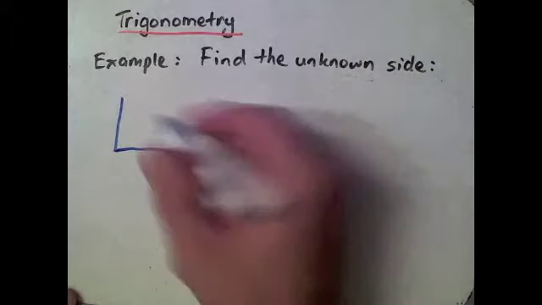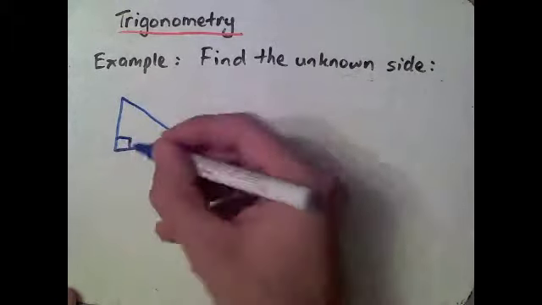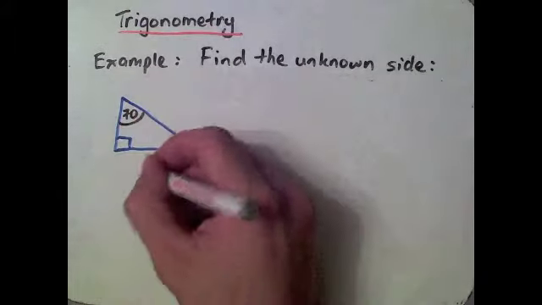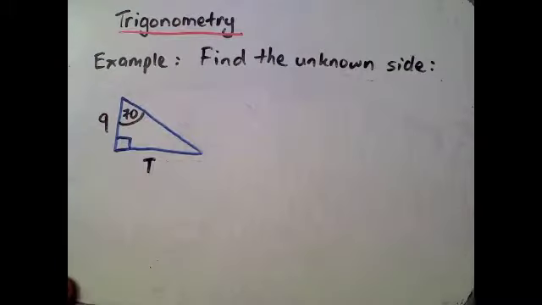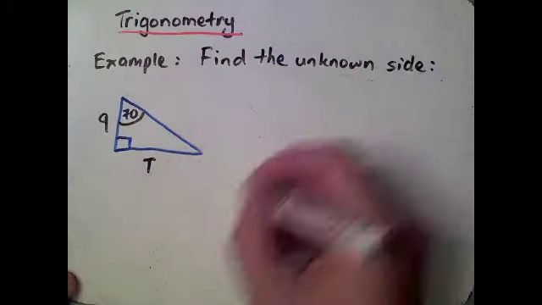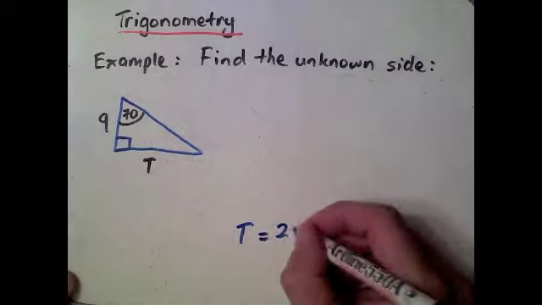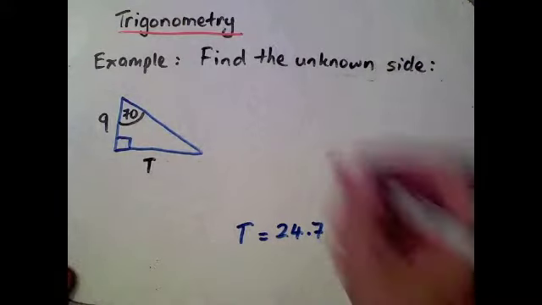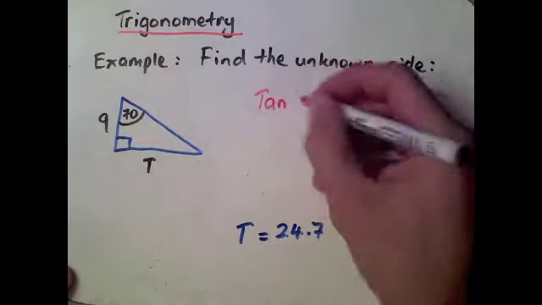Alright, let's look at another example here. We got 70 degrees as our angle, we got T, and we got 9. What I want you to do is I actually want you to see if you can get an answer of 24.7. I'll give you a little bit of time. You try and work it out.